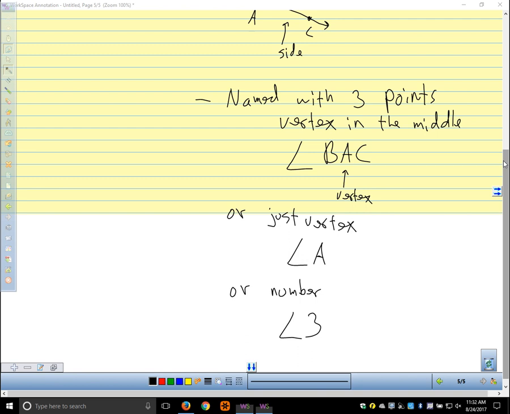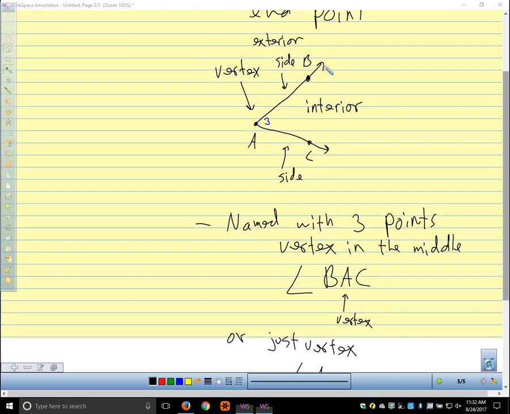And I just want to point this out, because the sides of the angles are rays, angles go on forever. We usually think of parts of angles. We make angles with segments. But an angle by itself goes on forever.